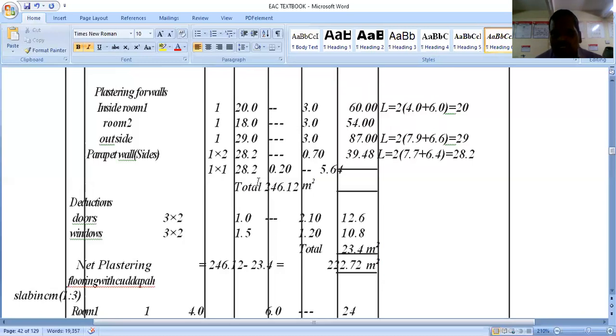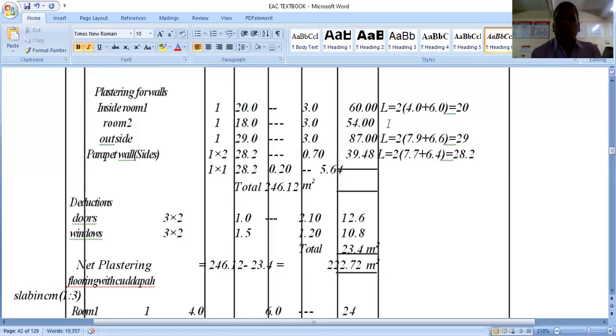Instead of writing this twice, we write 2 into bracket 4 plus 6. In this manner, we can very easily find the length. So 4 is the length of the first room and 6 is the width of the first room. So 4 plus 6 is 10, and 10 into 2 will be 20. Here we have written it as 20.